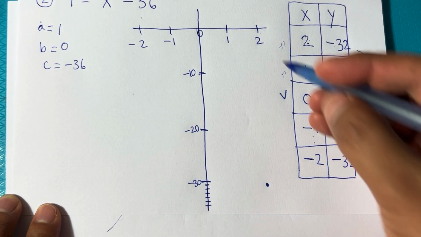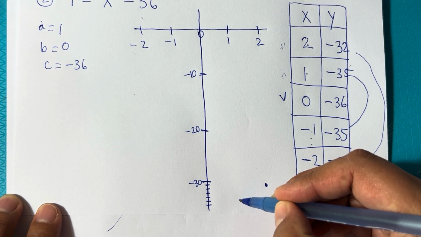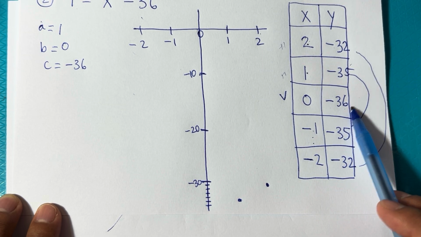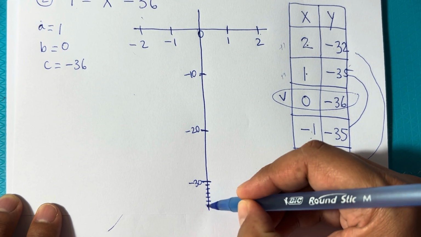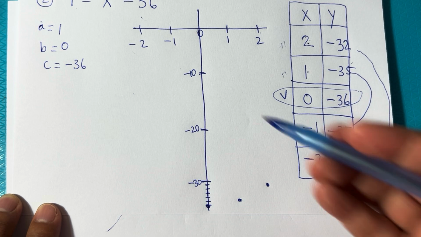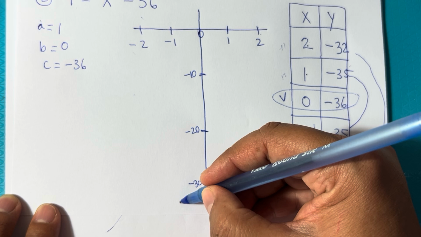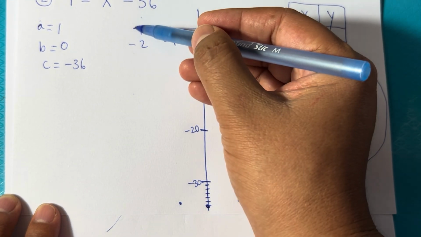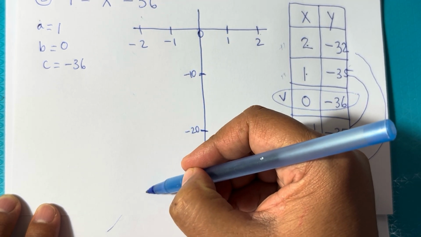1, -35. 1, -35 is very close to -36, more or less right there. 0, -36, which is my vertex. 0, -36 is right there. And then -1, -35, more or less right there. And then -2, -32, somewhere around there.